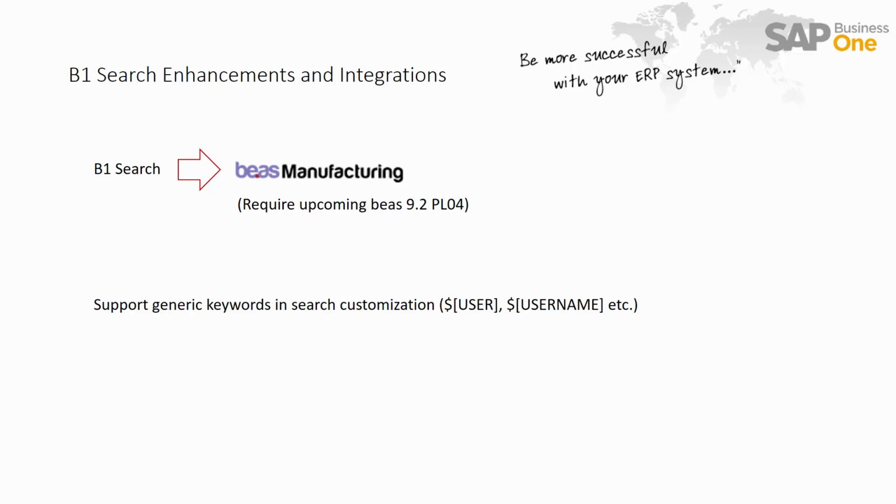Another thing we do with B1 Search is that we now support generic keywords in the search customization. So you could make your own searches, but you couldn't make those searches user-specific, so it couldn't be a search for my customers or my something. And now we can use the normal keywords like user, username, period, and those. So that's up and running.